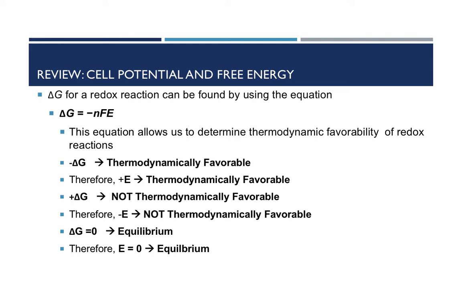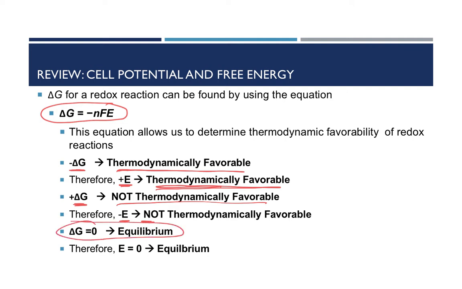Right, so for our topic today about electrolytic cells, we have to go back and review once again. We know that delta G for a redox reaction can be found by using the equation delta G equals negative nFE. So a negative delta G means thermodynamically favorable. That happens when we have a positive voltage. It's not thermodynamically favorable if delta G is positive, which would mean that we would have a negative E.